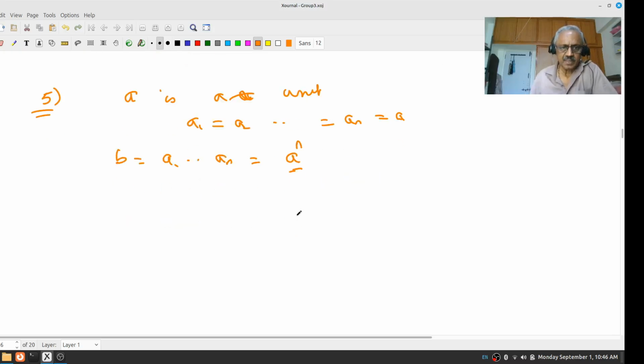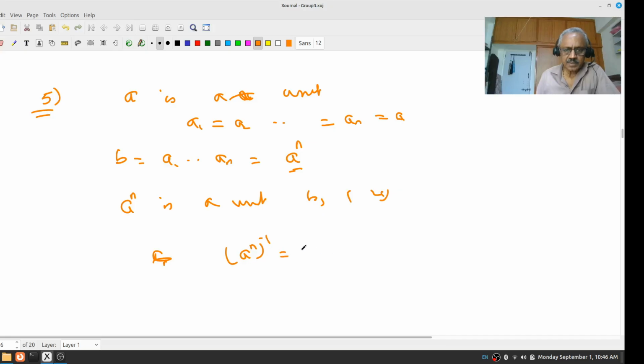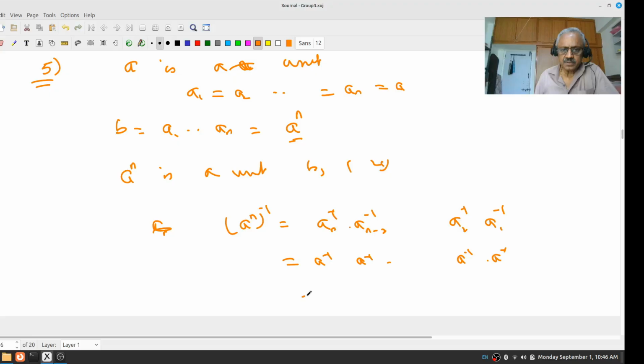You understand that? So we know that A to the power n is a unit by 4 because it is the product of n units. And what is its inverse? Therefore, the inverse of A to the power n by definition is, look at A1, A2, up to An, there is An inverse, An minus 1 inverse, down to A2 inverse and A1 inverse, but they are all A. A inverse, A inverse, A inverse, A inverse. This is A inverse to the power n. This is n times.